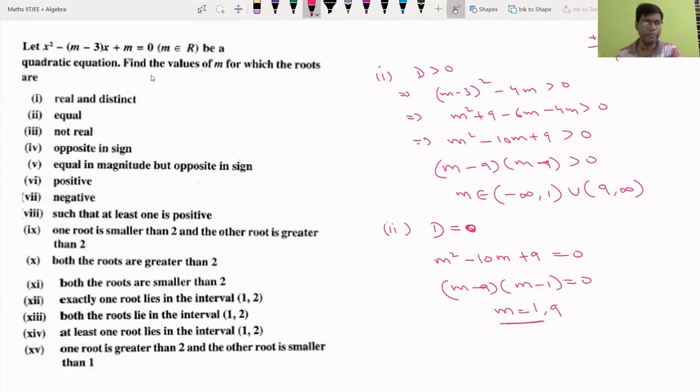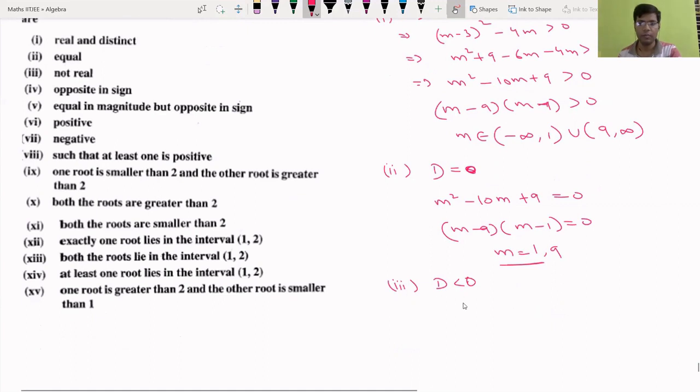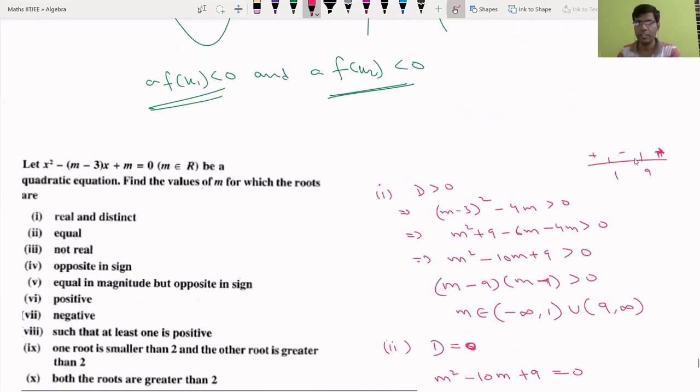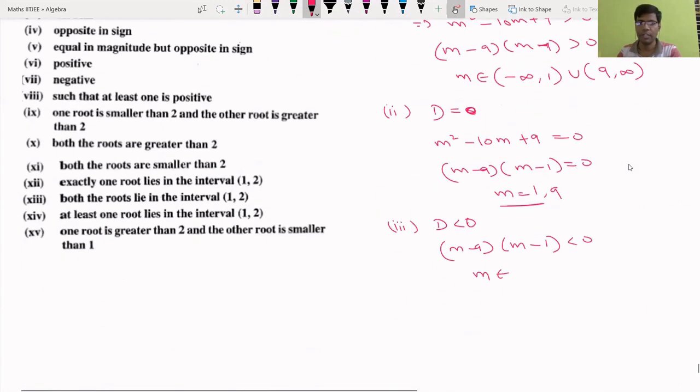Now when the roots are not real, that means the third condition will be discriminant less than 0. That is non-real roots. For that, again, my equations will remain the same. Only thing, the condition will change to less than 0. And my m, in this case, I have to consider the interval where it is negative sign. So it will be between 1 and 9. Again, here also open interval because it is only less than 0. So now let's take the fourth bit.